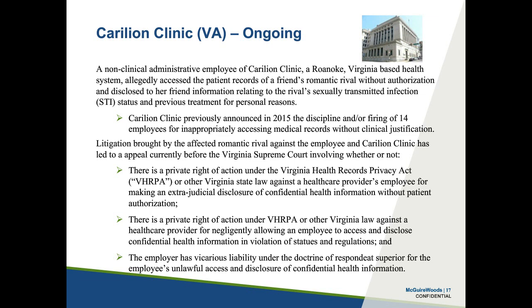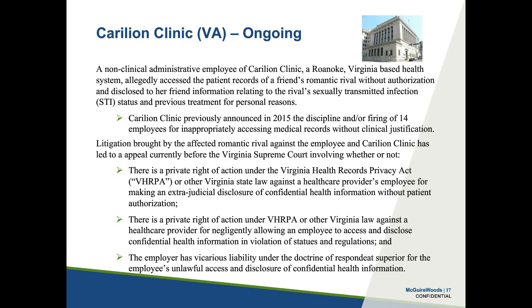The issues on appeal are whether there is a private right of action under the Virginia HIPAA equivalent, the Health Records Privacy Act, both against the employee, this receptionist, for her wrongful disclosure and access of that PHI, and also against the employer, Carilion Clinic, for negligently allowing this person to access and disclose that PHI, and then also a separate vicarious liability claim under the theory of respondeat superior against the hospital for letting that employee do what she did, which she should not have done.